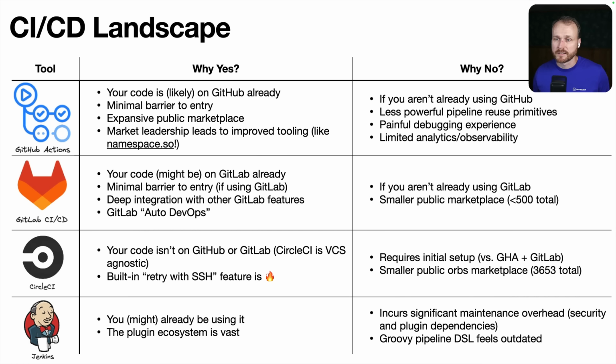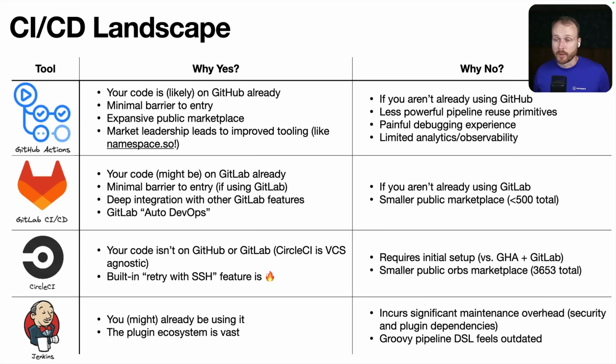GitLab is an obvious contrast to GitHub Actions. Similarly, it is tied to the version control platform. And so if your code is on GitLab, you're likely going to choose GitLab CI. Again, if you are in that ecosystem, it's a minimal barrier to entry, has deep integration with all the other GitLab features. And GitLab has an interesting approach of Auto DevOps, which allows you to bootstrap an end-to-end CI system if you're in a common language ecosystem that they have added this type of capability for.